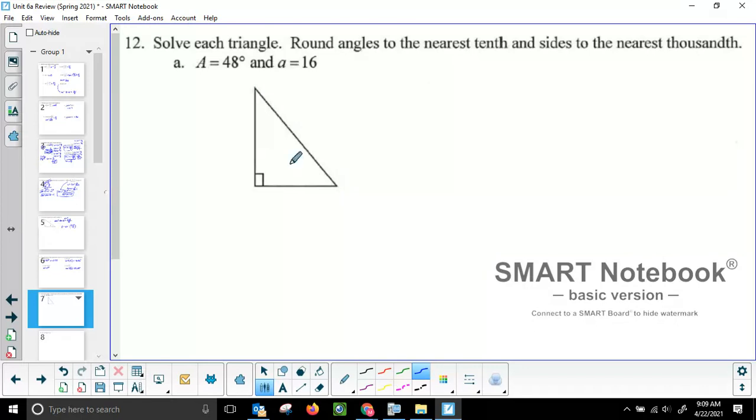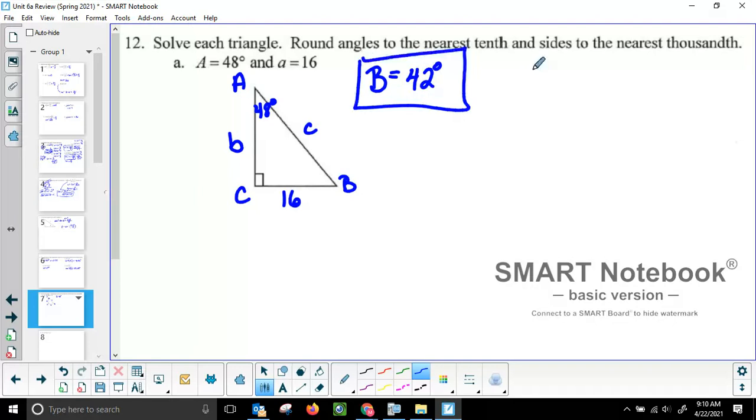So here, if we label this A, B, C, this is 48 degrees, and side A is 16. We need to solve the triangle, which means we need to find all of the missing pieces. So I need to find side B, side C, and angle B. What's the really easy one? Angle B, absolutely. Because we have two angles, all we have to do is make it so that they add up to 180. So this is obviously 42 degrees.